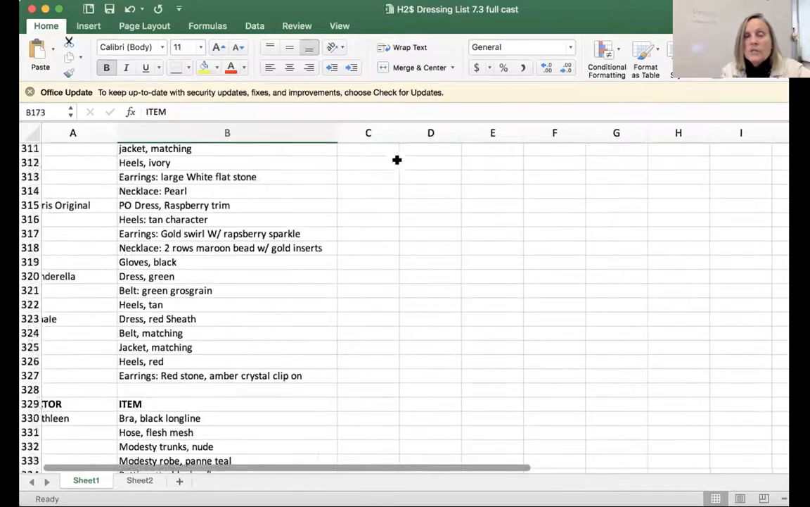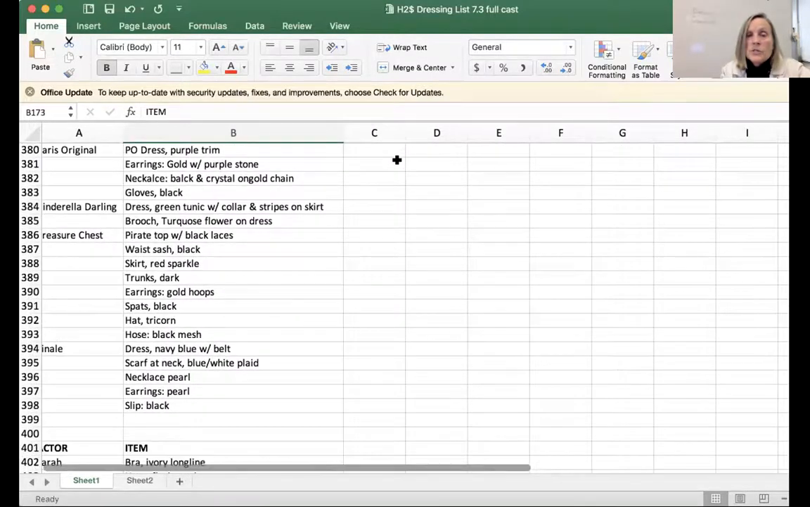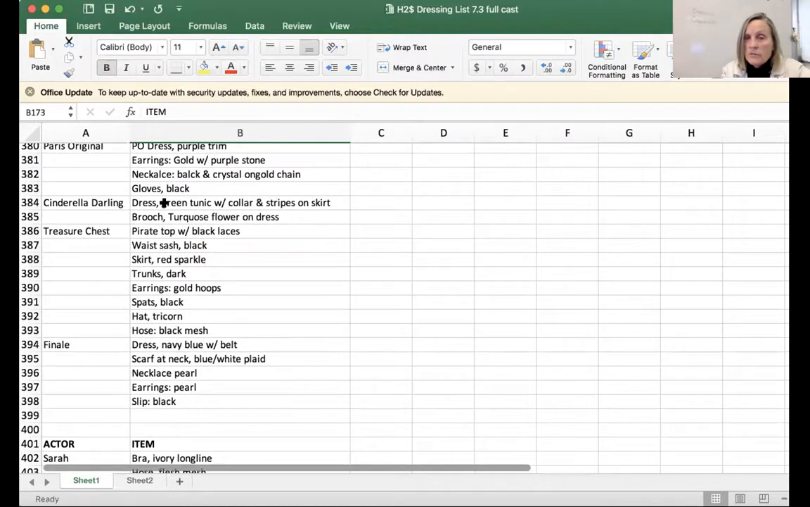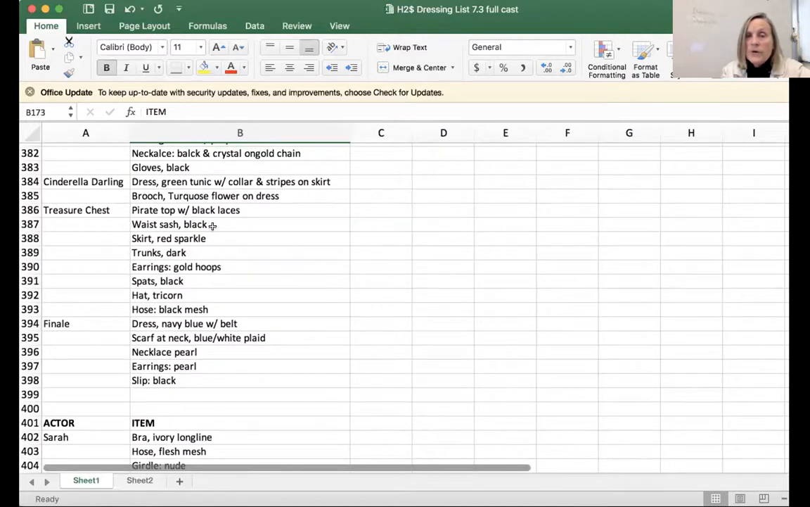This is a check-in, check-out list. That's why you're not getting the acts and stuff. So anyway, this is her Cinderella Darling. She's putting only the dress on, the treasure chest. She's in the pirate costume, top, waist sash, skirt, trunks, earrings, and so on.